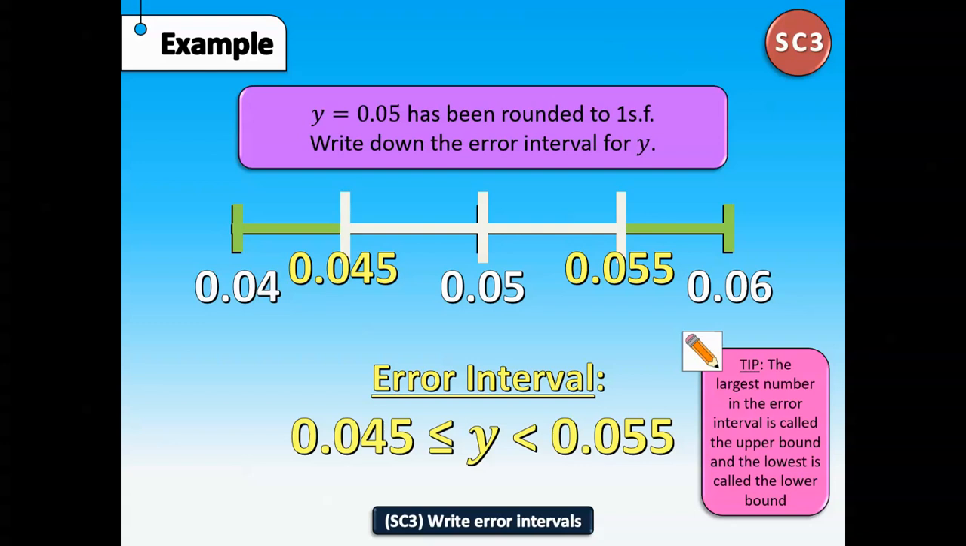This is very similar to finding the upper and lower bound, as the largest number is the upper bound and the smallest number is the lower bound.